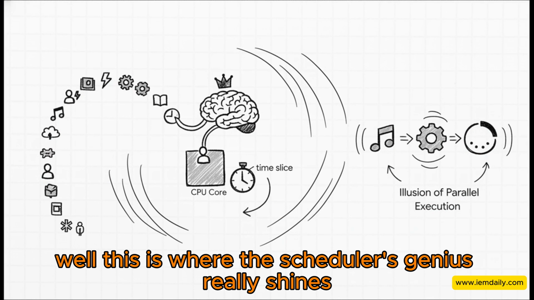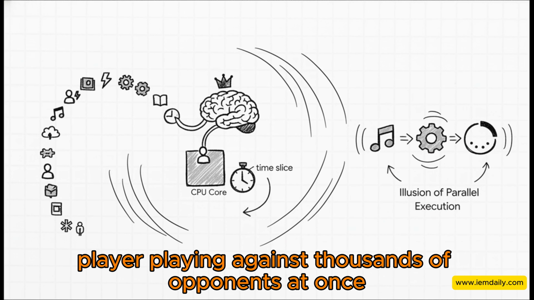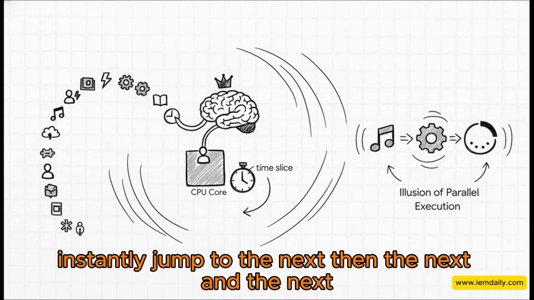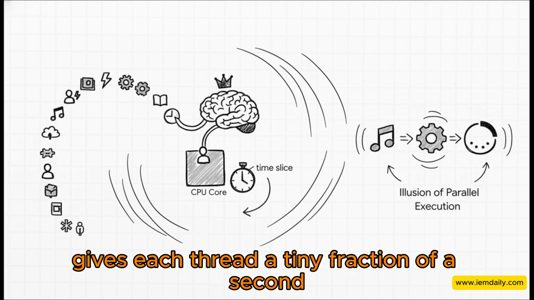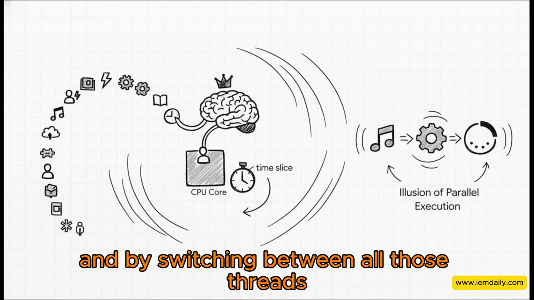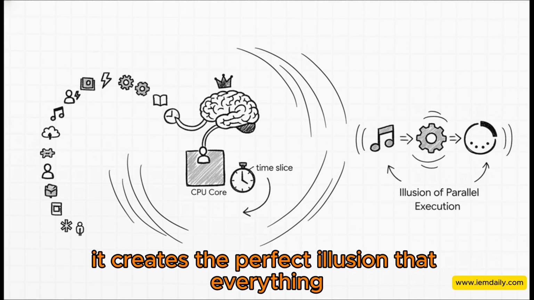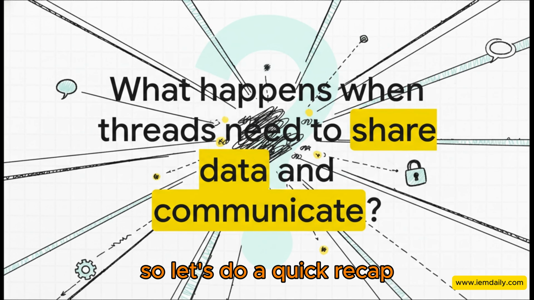Well, this is where the scheduler's genius really shines. It's like a grandmaster chess player playing against thousands of opponents at once. They make one quick move on one board, then instantly jump to the next, then the next, and the next. The scheduler gives each thread a tiny fraction of a second, a time slice, on one of those CPU cores. And by switching between all those threads so incredibly fast, it creates the perfect illusion that everything is happening at the exact same time.